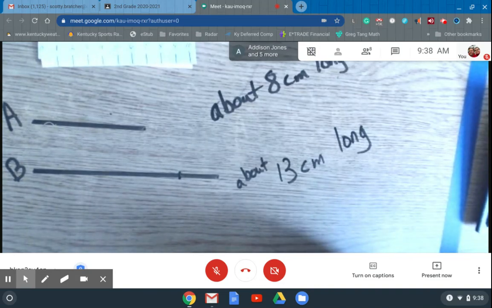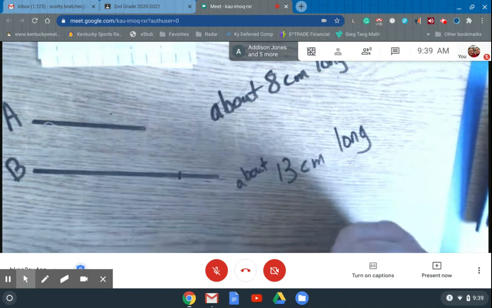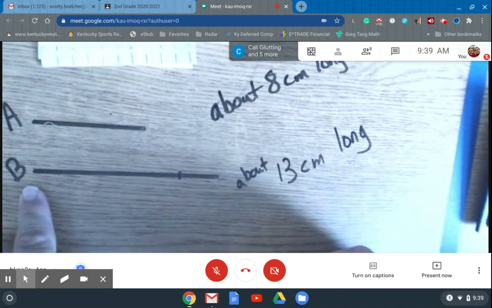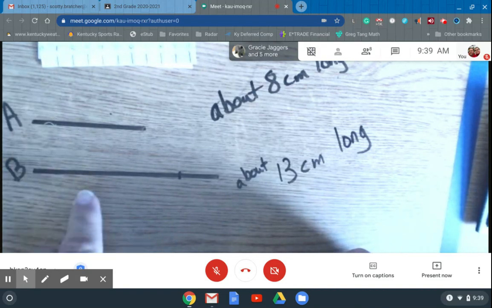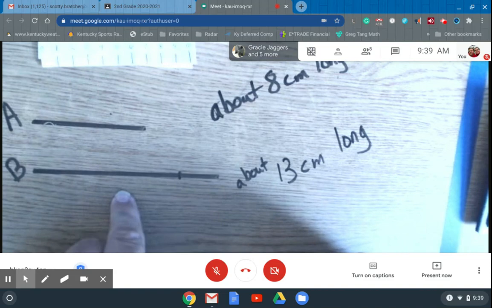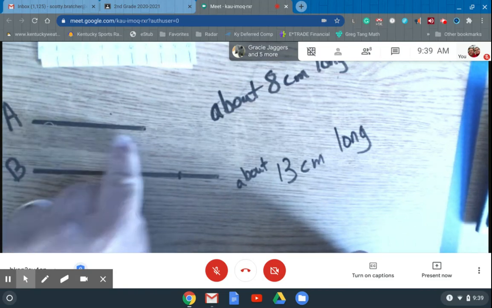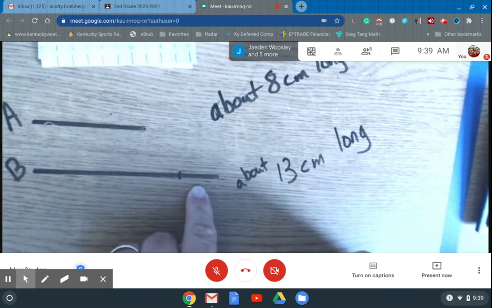Now, here's my question. How much longer is B than A? How much longer is this line than this line? Now, you all said that B was longer. I want to know how much longer it is.